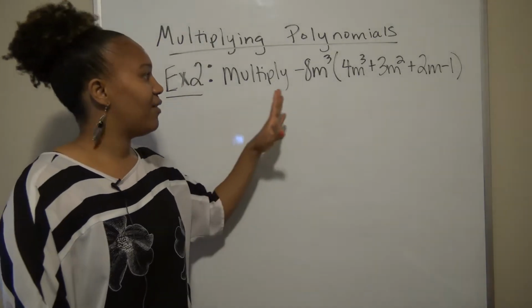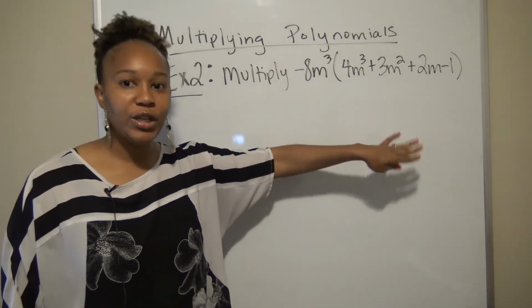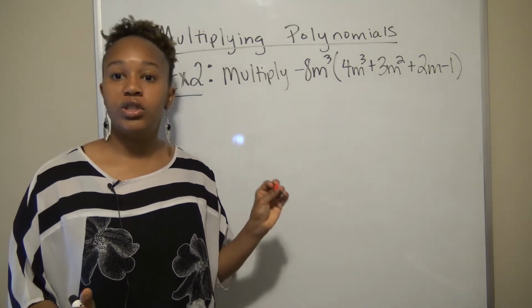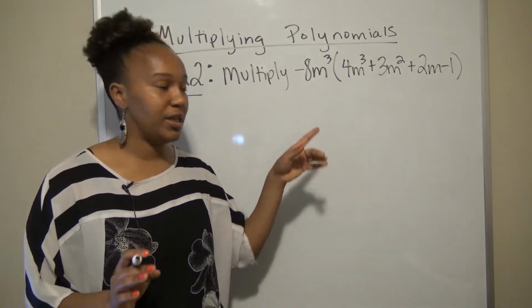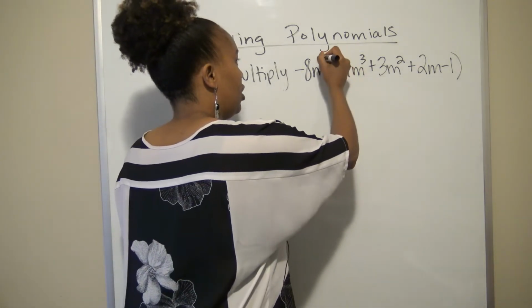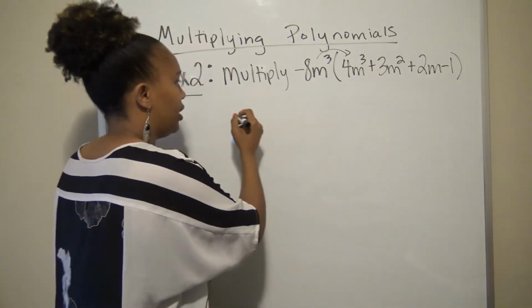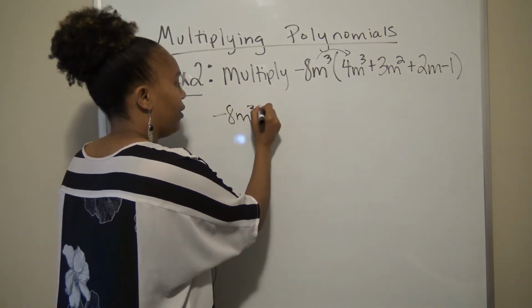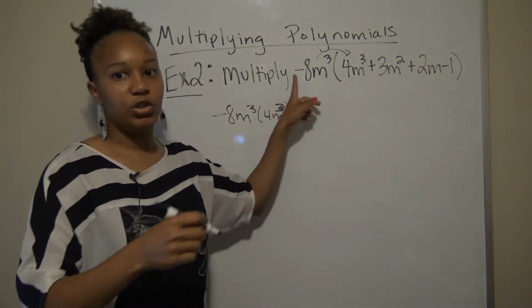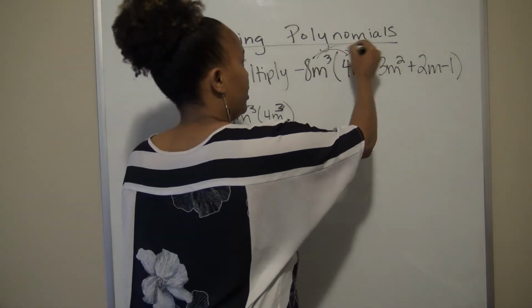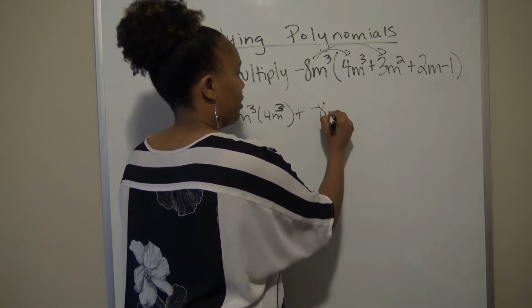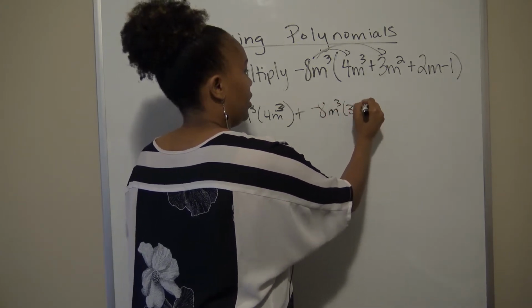In example 2, we have a monomial times a polynomial with 4 terms. Anytime you have a monomial times a polynomial of any size, what you want to do is distribute that monomial to every term inside these parentheses, or every term of the other polynomial. So I'm going to distribute this negative 8m to the third to the 4m to the third. So I'm multiplying that. Then I'm going to distribute this negative 8m to the third to the 3m squared, and I'm going to bring this plus sign down. So negative 8m to the third times 3m squared.